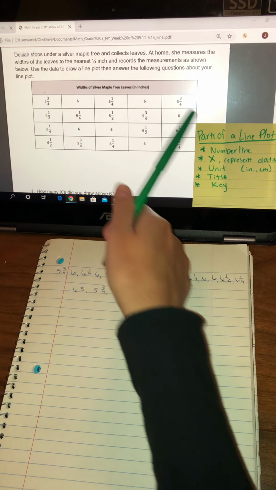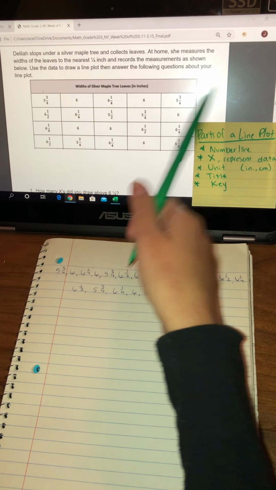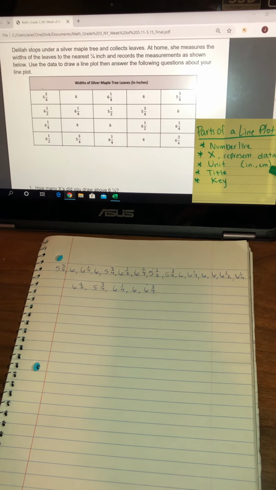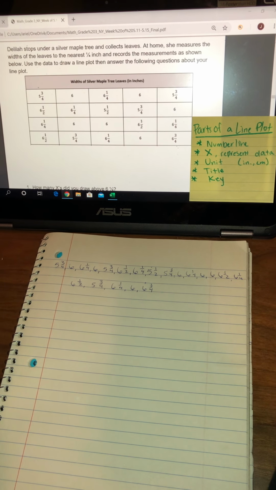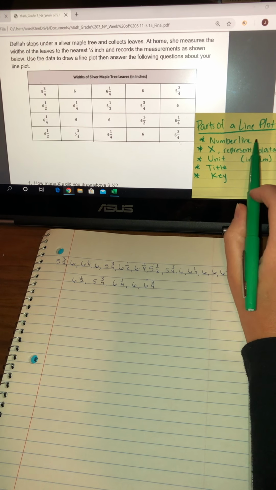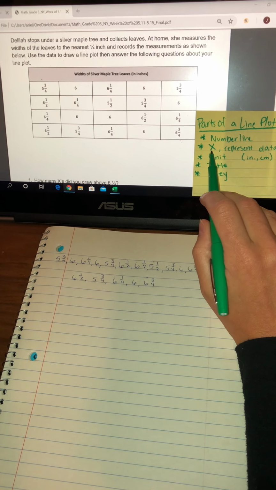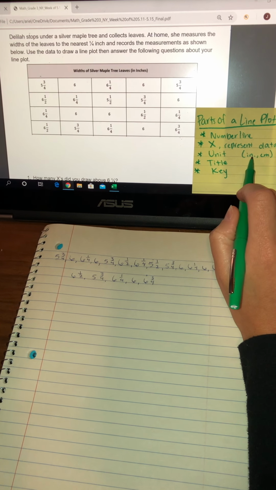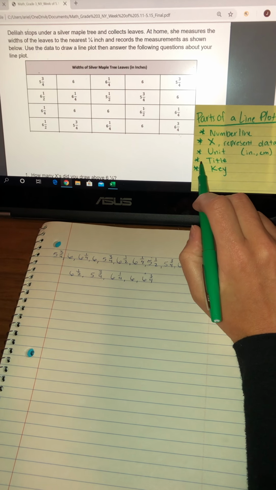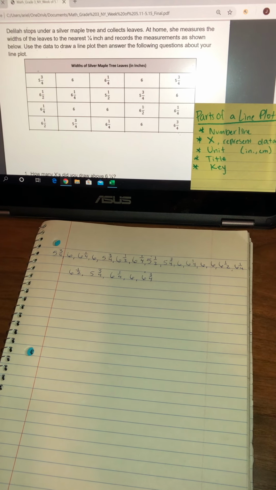So here I see all of the data for my line plots. I've made myself a little sticky of all of the parts that need to be included in a line plot. I have the number line, I have X's that represent the data, the unit, which could be inches or centimeters, the title, and the key.